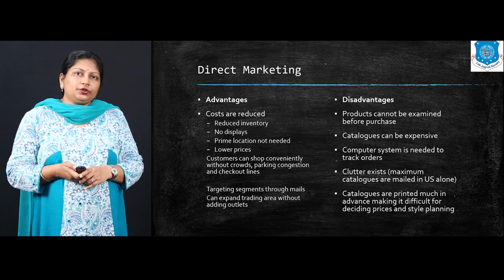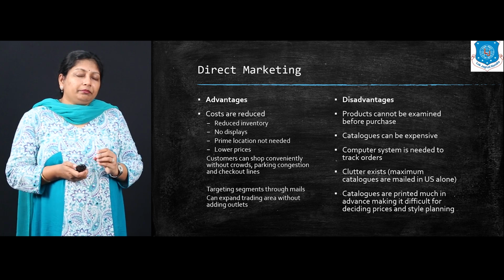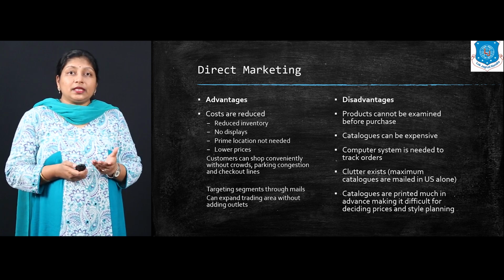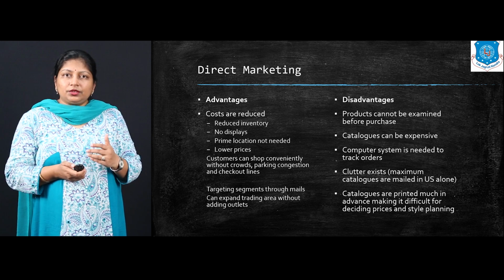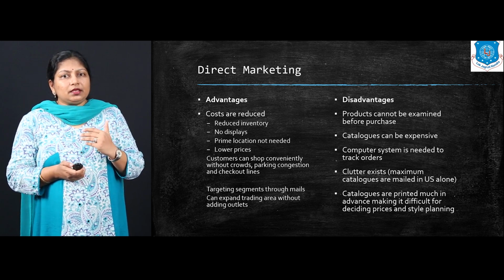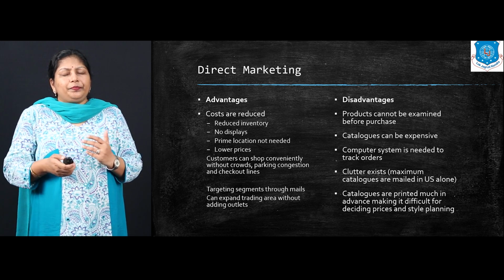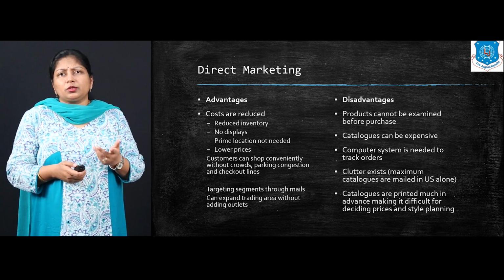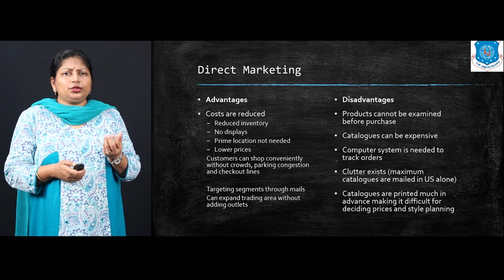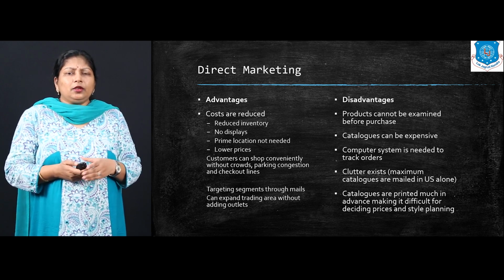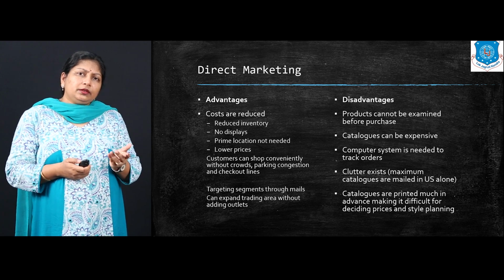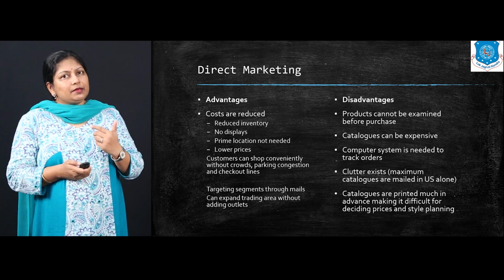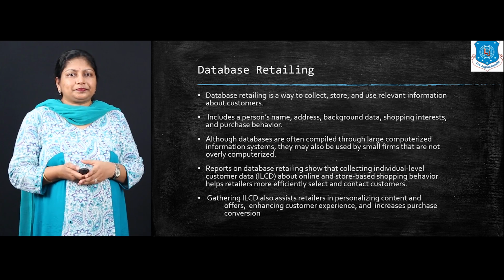The disadvantages that could be examined are that products cannot be felt, seen or examined like we generally like to touch and feel. Catalogs can be expensive. Computer systems is needed to track orders. Then there is a clutter. So a lot of US citizens, they find that there are too many catalogs which come to their households and they have to go through that. So that becomes too much of paperwork and clutter to manage. Catalogs are printed much in advance, which makes it difficult for deciding the prices or planning styles. So that becomes a disadvantage when you are using brochures or catalogs.